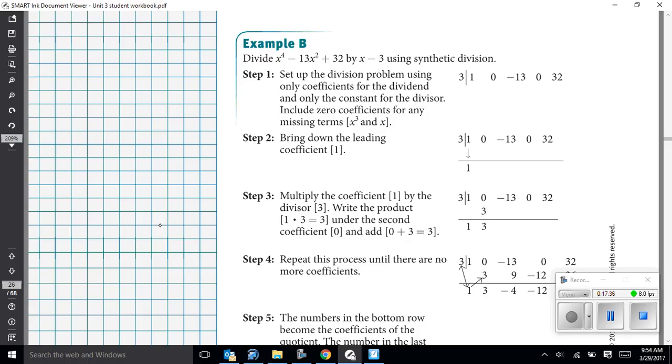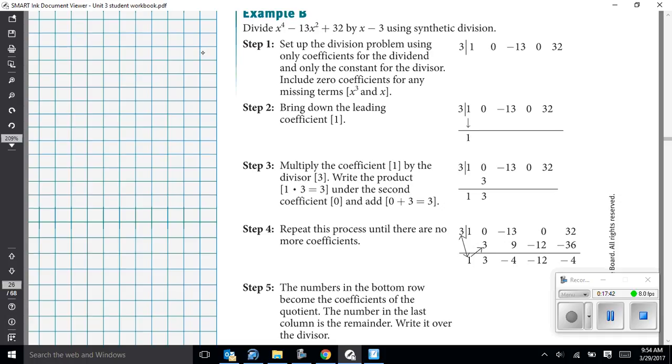Alright, so synthetic division, let's look at this example. So we're going to take x to the 4th minus 13x squared plus 32, and we're going to divide it by x minus 3. So the first thing is the notation for synthetic division. We don't have the little division house.